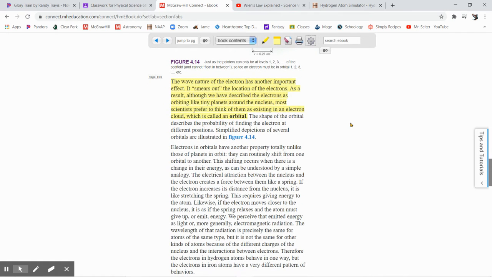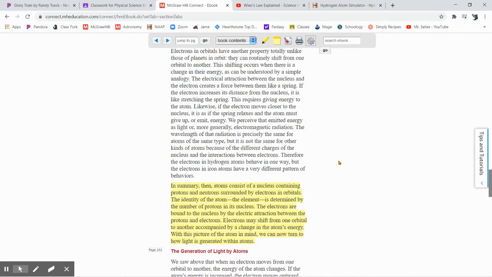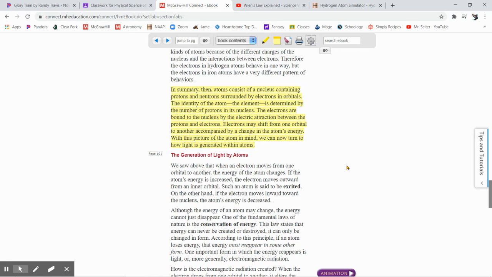Now, as we move down here, the wave nature of the electron has another important effect. It smears out the location of the electrons. As a result, although we have described the electron as orbiting like tiny planets around the nucleus, most scientists prefer to think of them as existing in an electron cloud, which is called an orbital. You guys remember the electron cloud, all right? We can either tell how fast they're moving or we can tell exactly where they are, not both. Now, this just goes on to explain the electrons and their orbits, and it summarizes this way.